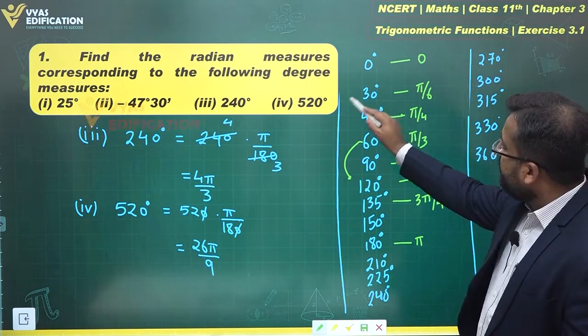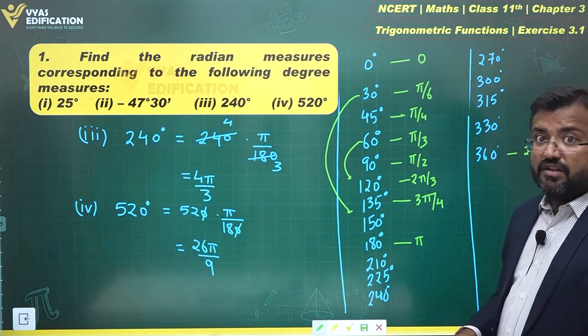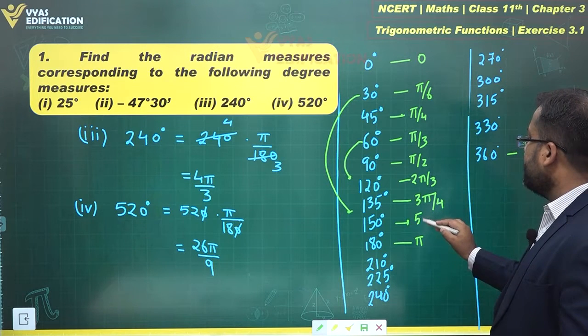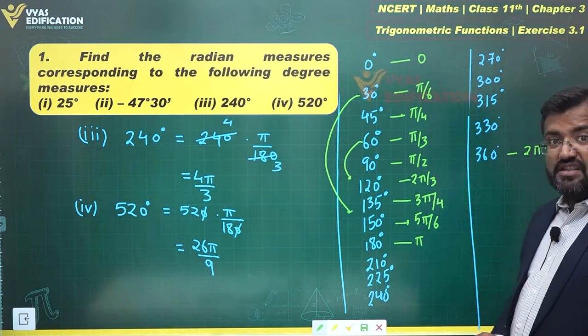150 degree can be found by multiplying this with 5. 30 degree times 5 is 150 degree. This is 5 pi by 6. Right? This is 5 pi by 6.